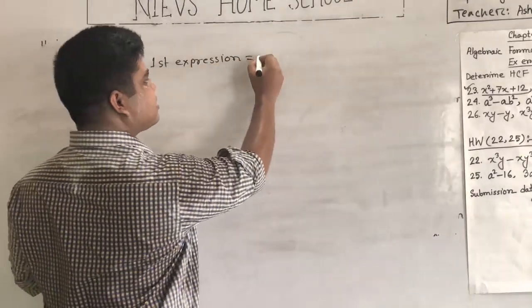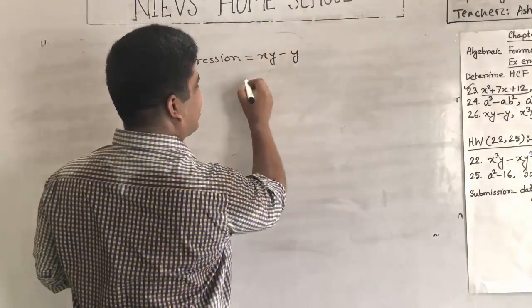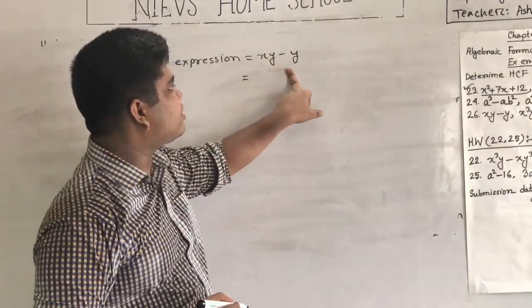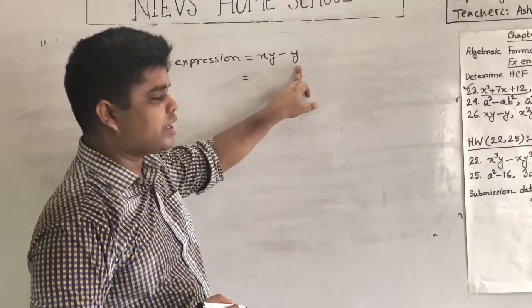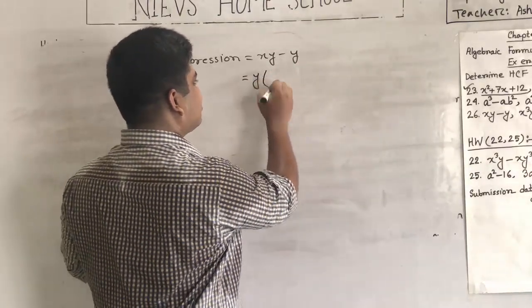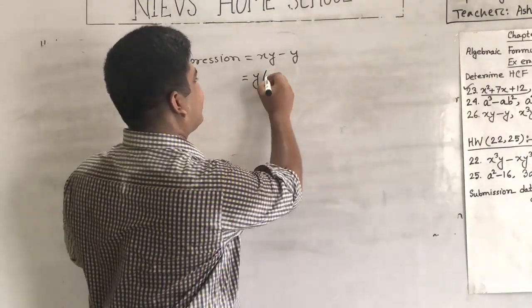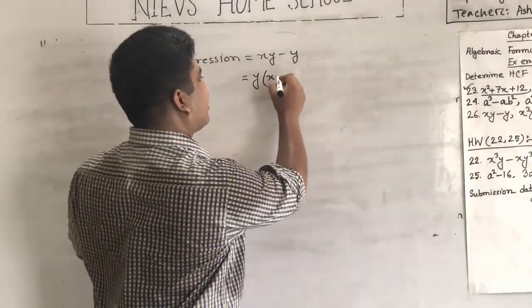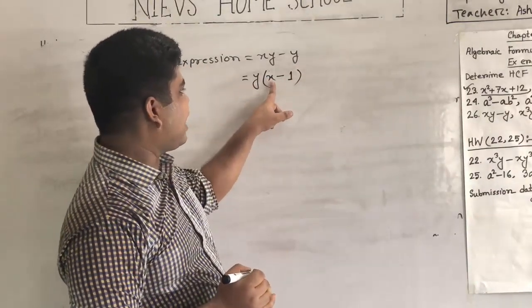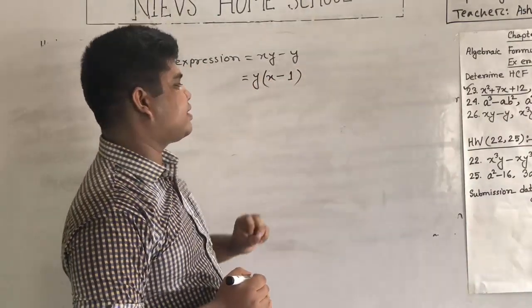First expression is xy minus y. Okay. At first we check if any factor is common. Students, notice y and y. So we take y as a common factor. We divide xy by y and we get x. y by y we get 1. If we take y as common, we get x minus 1. Okay, first expression is done.